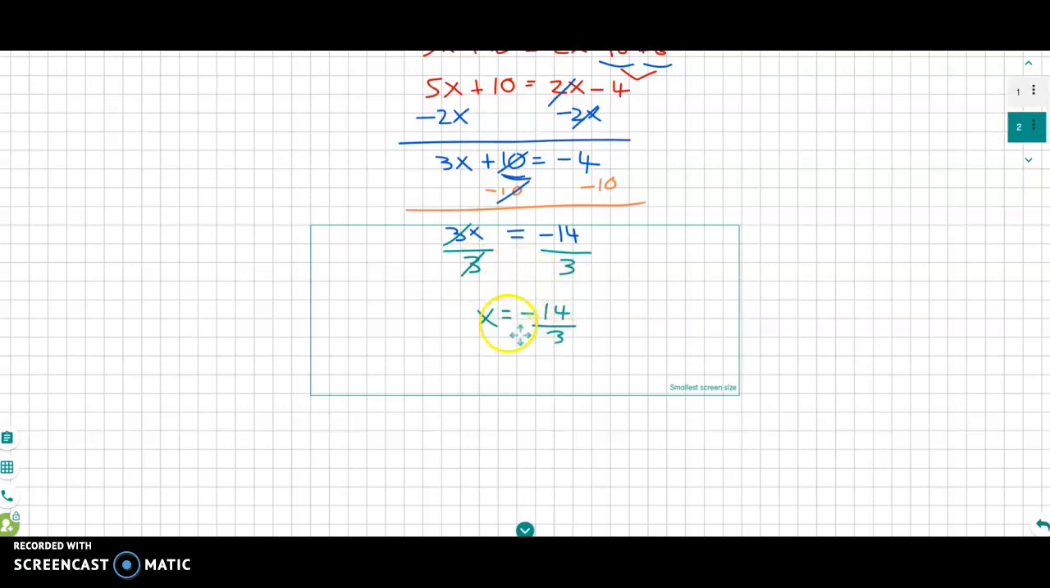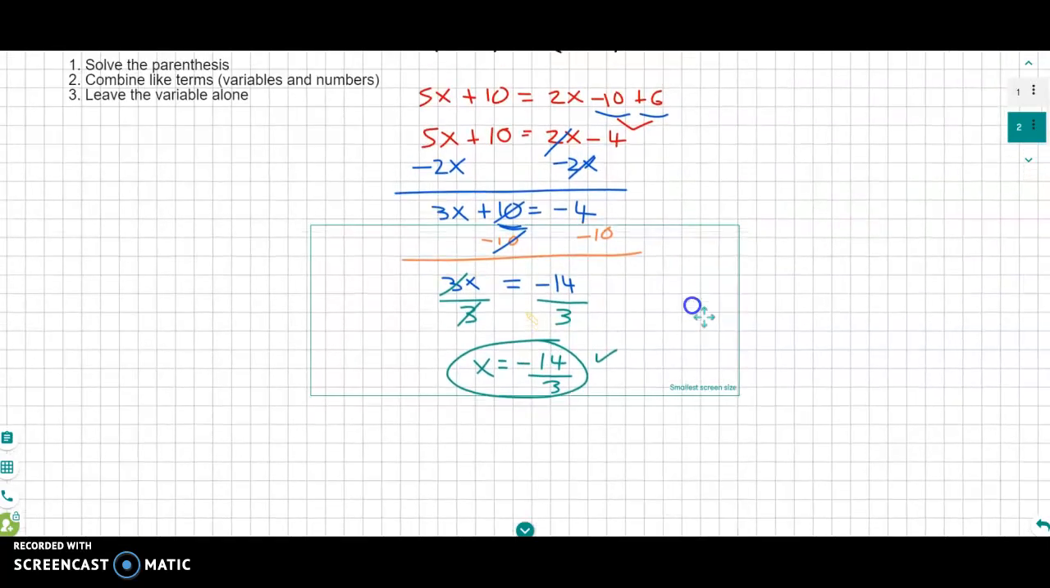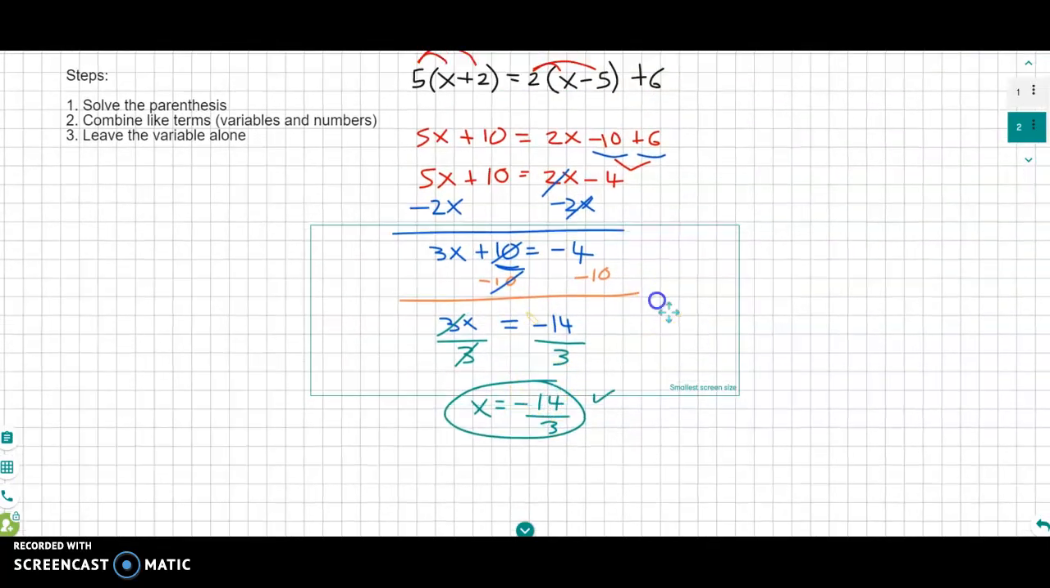Okay guys, in this case we have a fraction, so we can simplify the fraction, but we already have this in simplest form. We cannot simplify anymore. So this is our final answer, okay? X equals minus 14 over 3. And this is the answer for this equation. So we already solved that. Remember guys that we have to follow all the steps carefully, alright? So we don't have any problem.